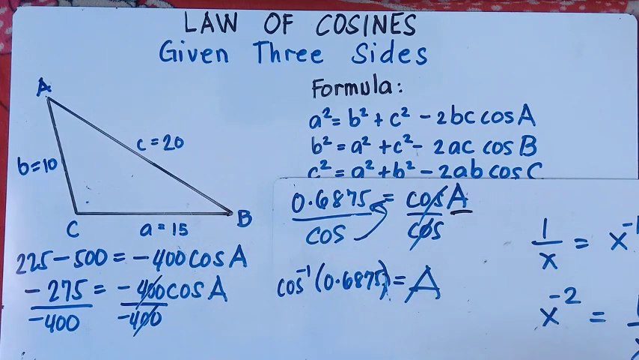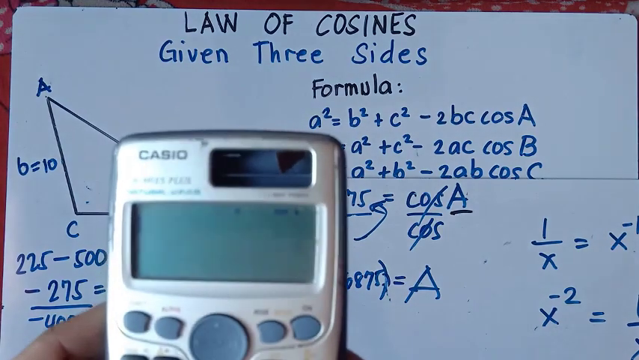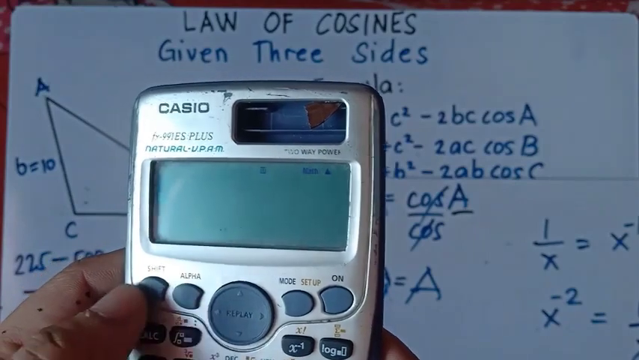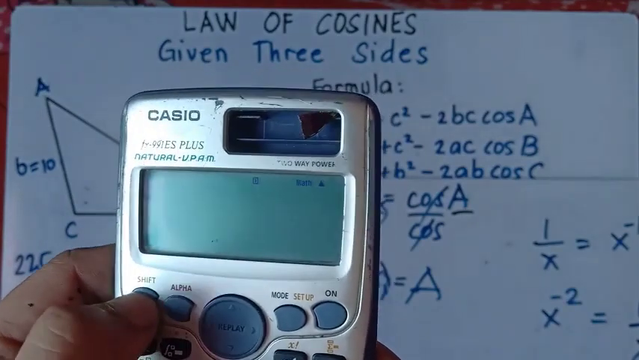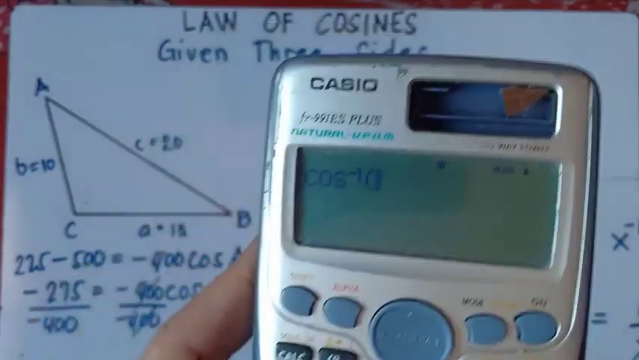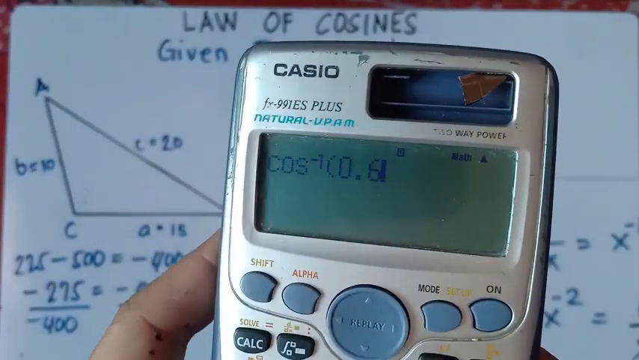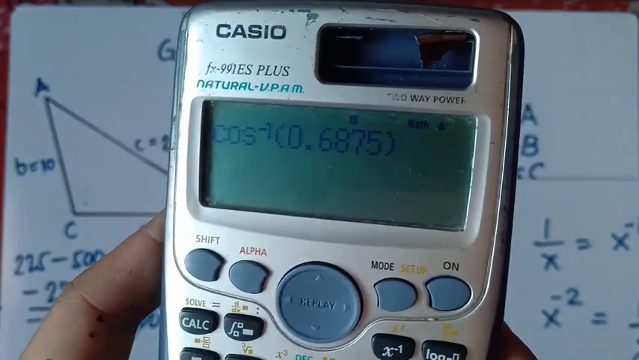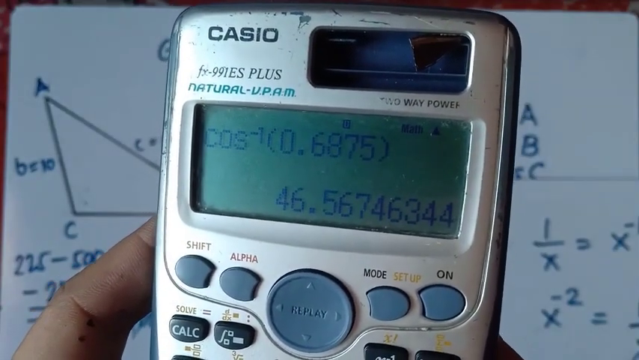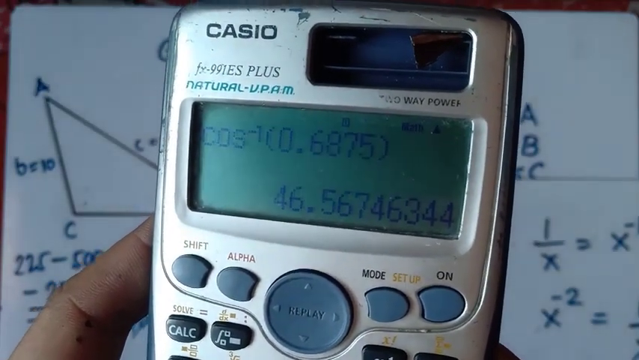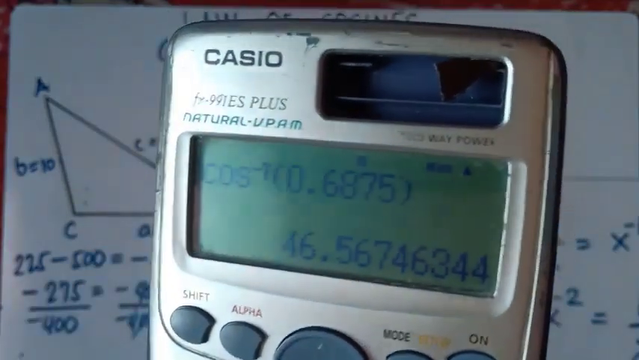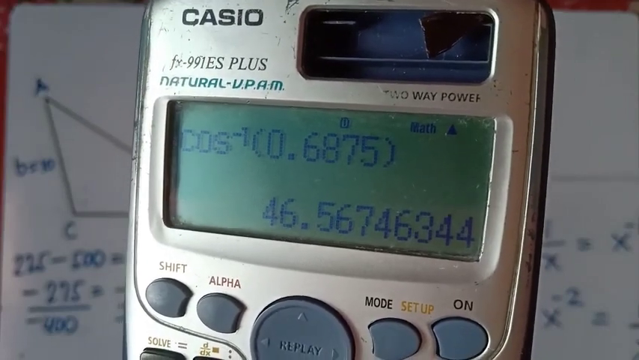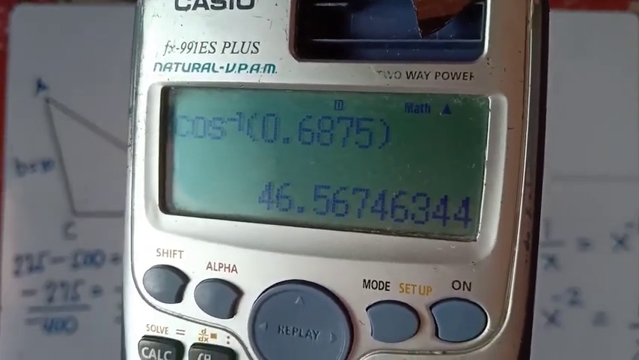So to get this one in your calculator, just press shift. Press this one, shift, next to alpha, beside alpha. So shift cosine, then 0.6875, close parenthesis, and you will get 46.567. So we need to have two decimal places. Round off to the nearest hundredths. 5, 6. The next digit after 6 is 7. So our answer is 46.57.